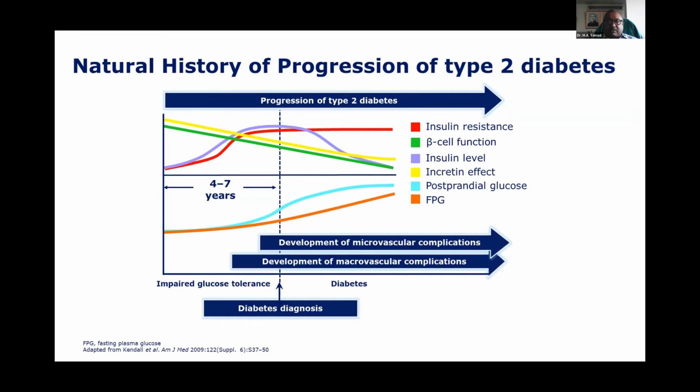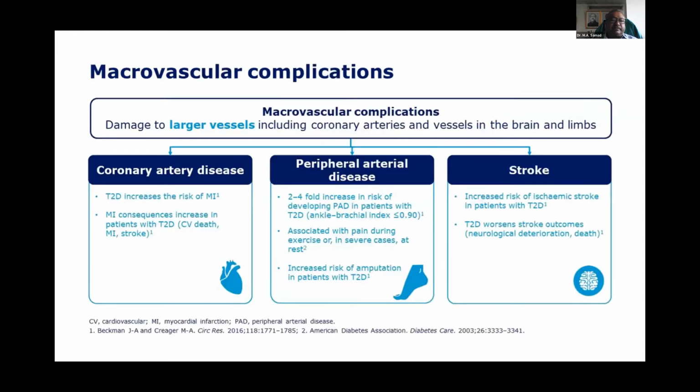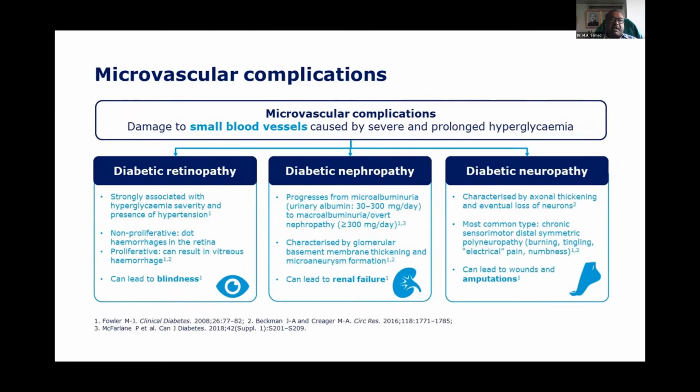And as time goes on, the person develops micro and macrovascular complications. You see the macrovascular complications: coronary artery disease, peripheral arterial disease, and stroke. And the people have CV death and a higher incidence of amputation. If microvascular complications happen, the person can suffer blindness, renal failure, as you have heard in the previous slides, and amputations also because of wound and infection.